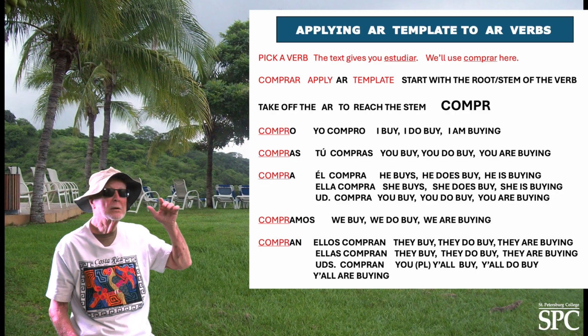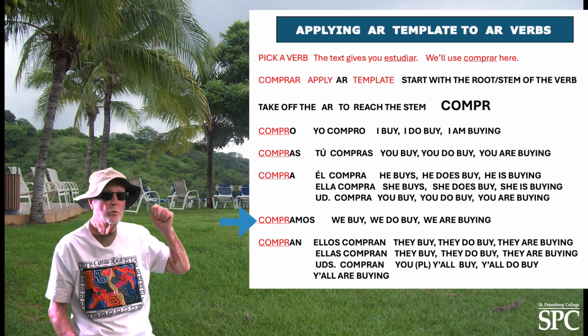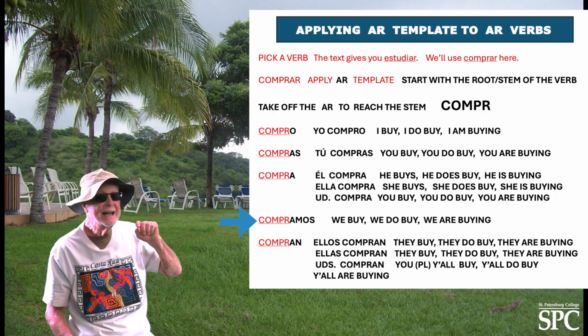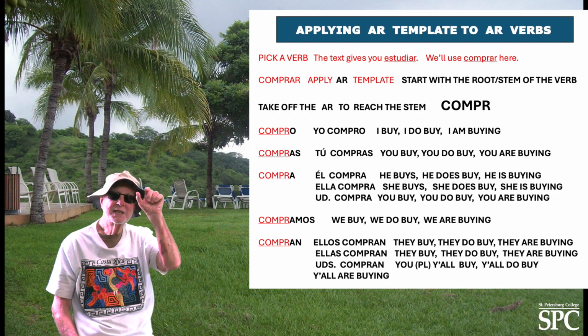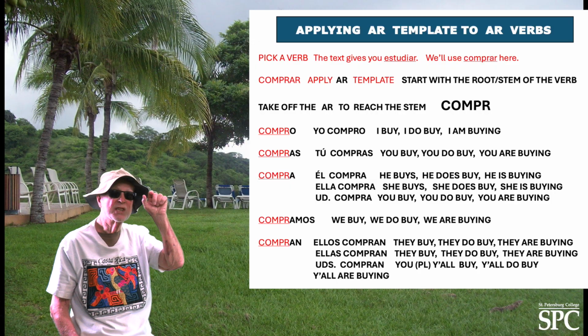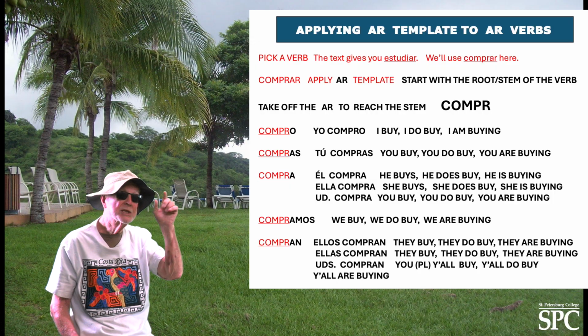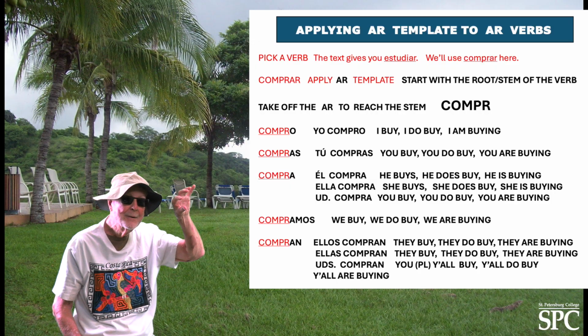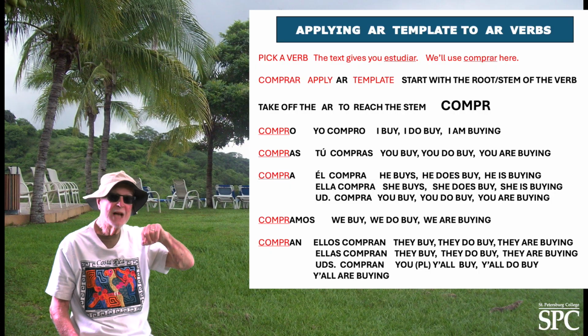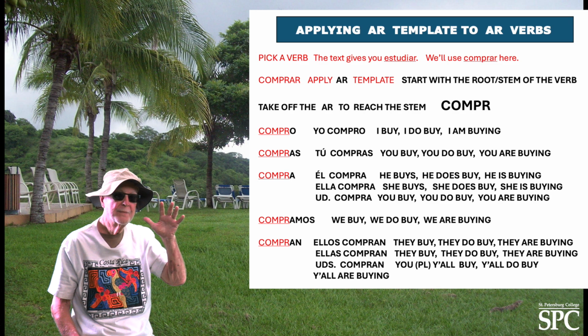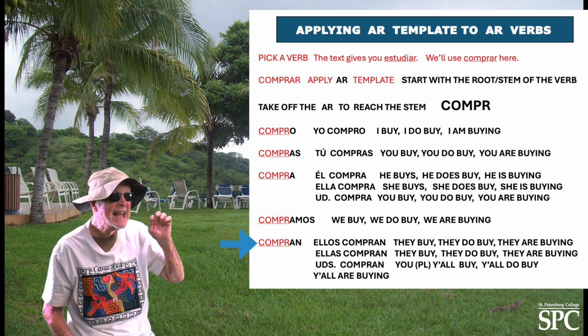On to the plural, compramos. We buy. We do buy. We are buying. So when we add that part of the template, we're changing the subject of the word. C-O-M-P-R is buy, but who's doing the buying? Well, o, as, a, amos, an tells you who. And finally, compran, the A-N, the plural.